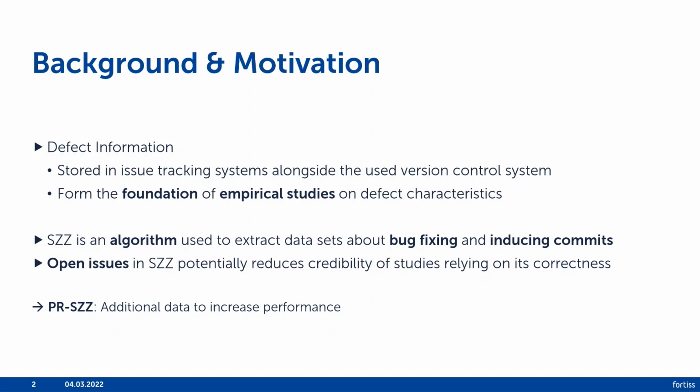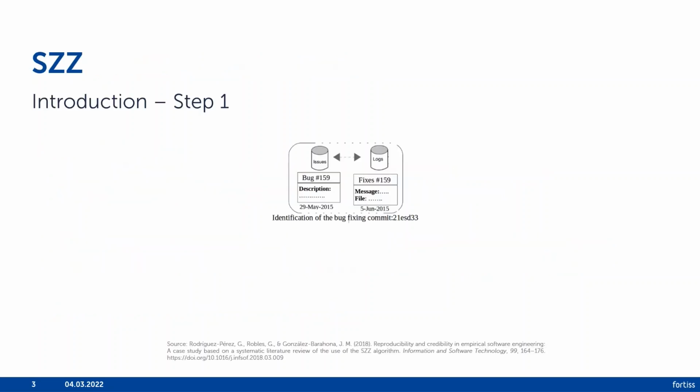I will now first introduce the basics of the SZZ algorithm for those who are not familiar with the algorithm, and then explain our approach in detail, followed by an evaluation of our approach that also can be found in our paper. The original SZZ algorithm works in two steps, where it first maps bug tickets to bug fixing commits and then uses these fixing commits to trace bug inducing commits.